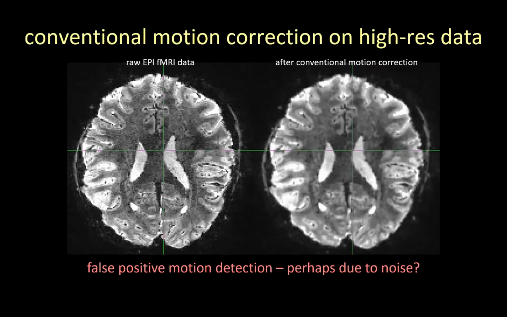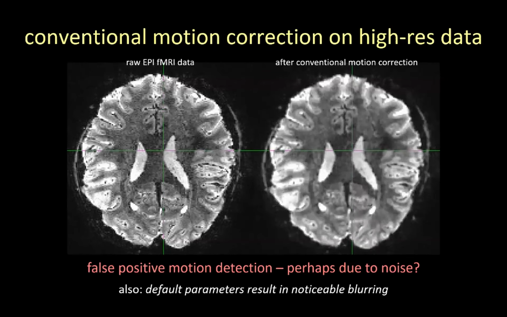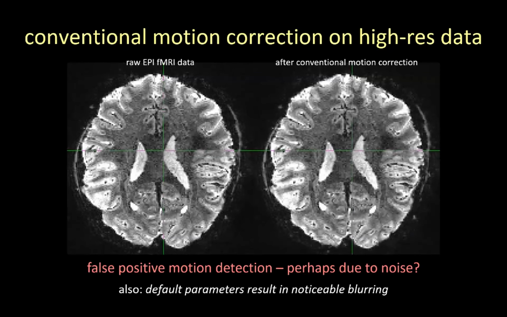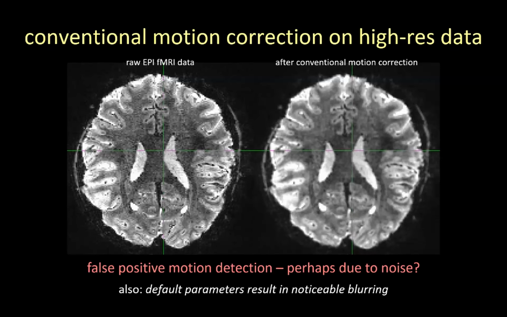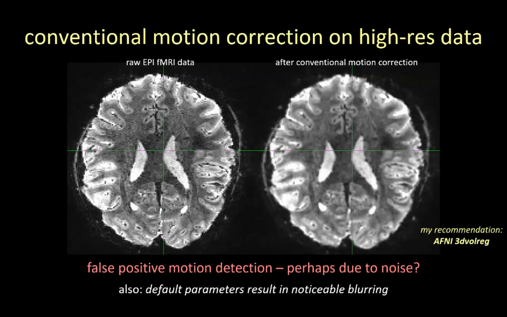It's seeing some motion that really isn't there. Actually, the image on the left looks a lot better, right? And perhaps this is due to noise. We see this a lot. But also the default parameters used in these motion correction algorithms result in this noticeable blurring. We see this all the time. And so this is with McFlirt, I think.